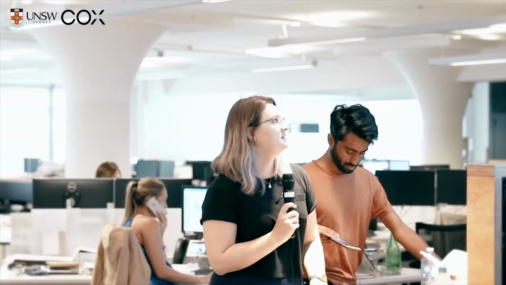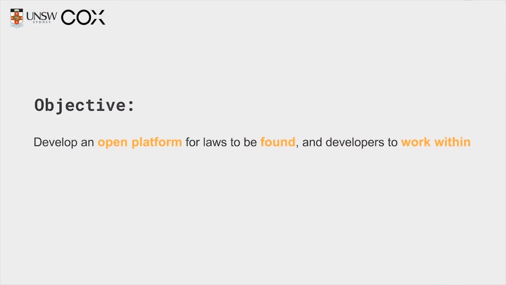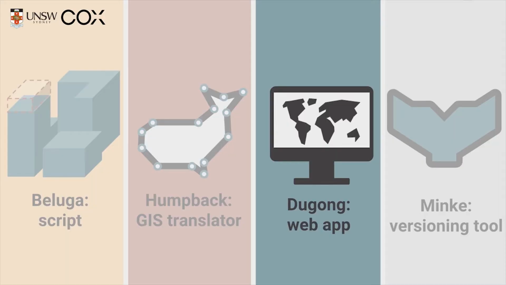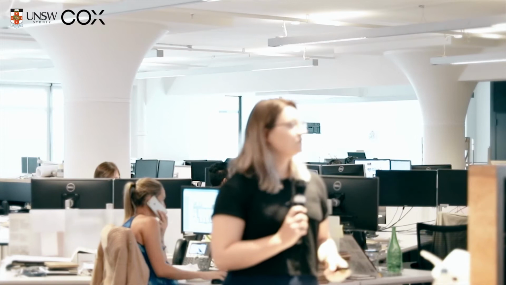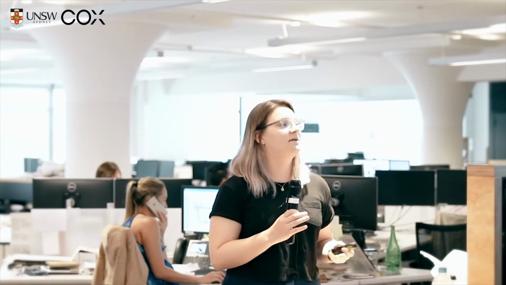So my objective was to develop an open platform for laws to be found and developers to work within. And it's the third tool in the series. So when starting Dugong, the concept was to create an open source web app that works as a decision support system. So web apps basically spread computational tools. It's quite complex to visually script, but this allows those processes to be embedded in a web app with a simplified interface, so more people are able to use those functionalities.